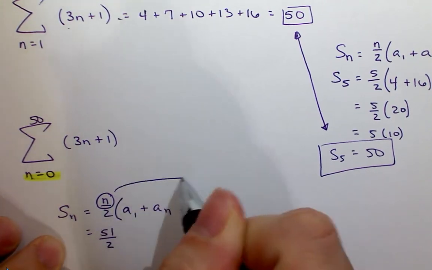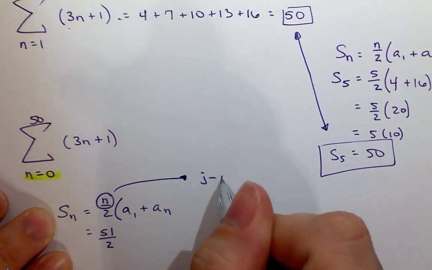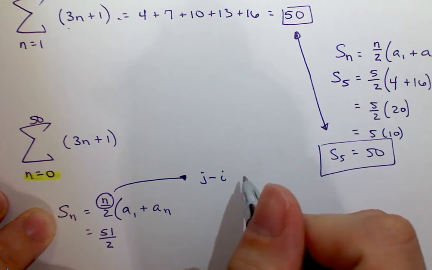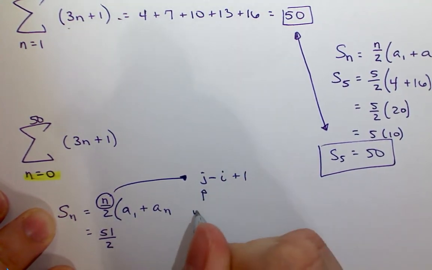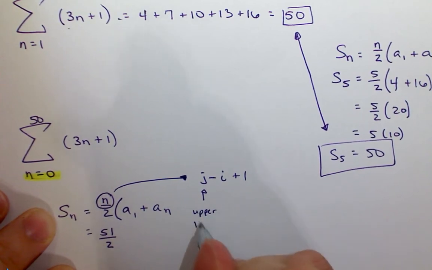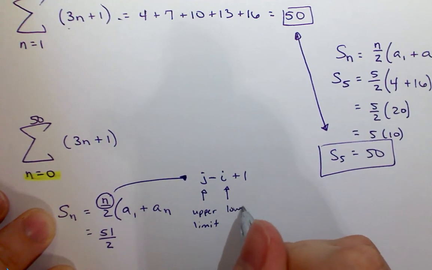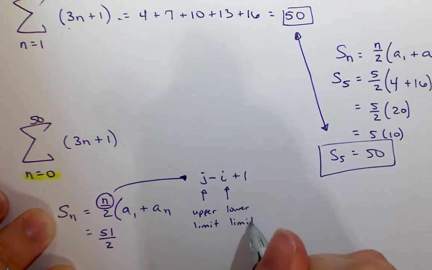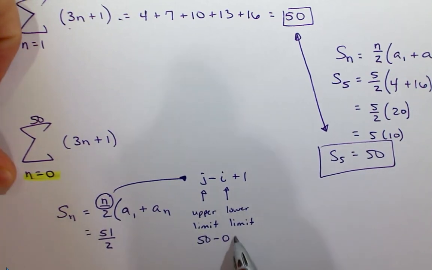A way to get this algebraically, I guess you might say, is to use j minus i plus 1. What this is, j is the upper limit, i is the lower limit. So notice all I'm doing is saying, okay, I take the highest number and subtract the smallest number from it, and then just add 1.